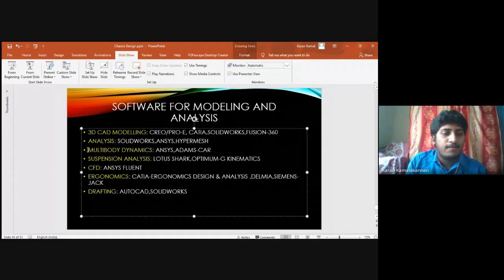And for multi-body dynamics, as I told, you can go for simulations of various parts, motions, and other things, which you can do in ANSYS. And for vehicle dynamics, if you want to test vehicle dynamics like cornering, braking, suspension, load point, some tests are also built in to Adams.